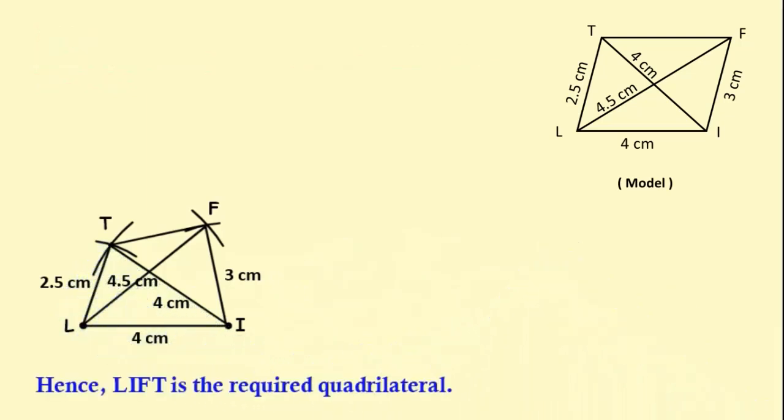Just now we have verified that the length of 3 sides and 2 diagonals are correct. And at last we write the conclusion as hence LIFT is the required quadrilateral. So in this way we construct a quadrilateral if 3 sides and 2 diagonals are given.